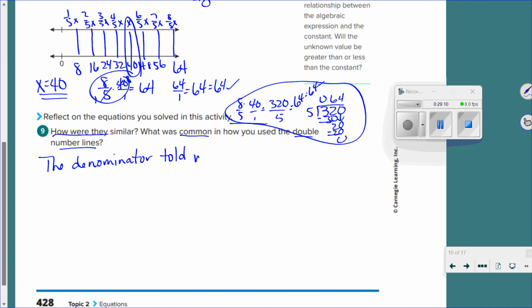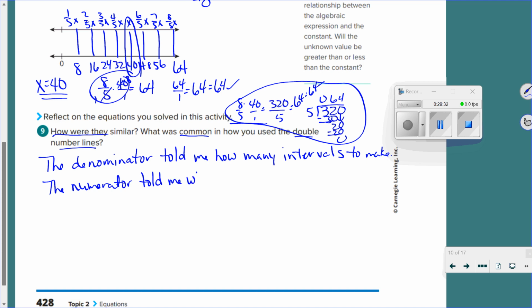So the denominator told me how many intervals to make, and the numerator told me which interval to start at. Okay. So one of the keys, how are they similar? They all have fractions for coefficients.